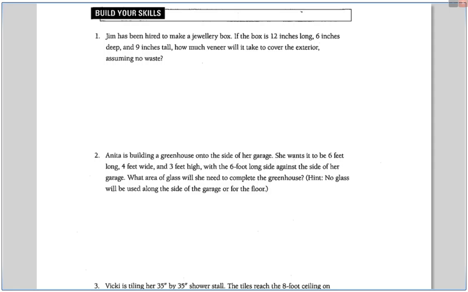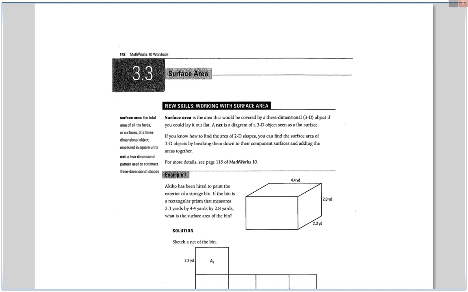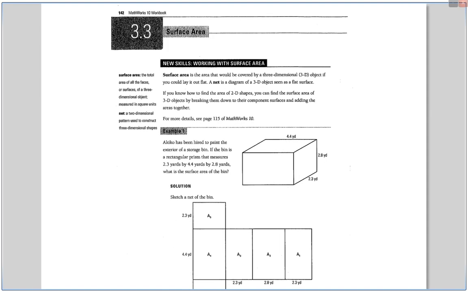Okay, so here we are, and this is 3.3. So we're starting off with some surface area. Surface area will be your total area on a three-dimensional object. So if you were to, say, paint the walls of a room, that would be an example of surface area.